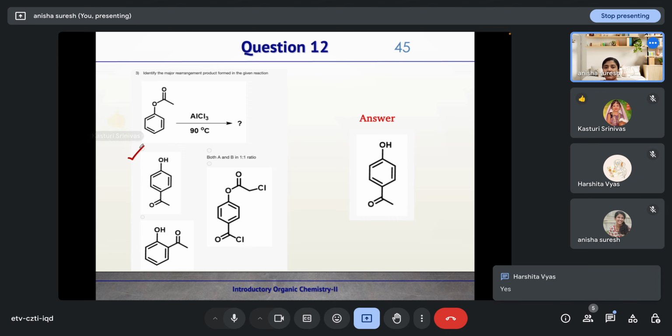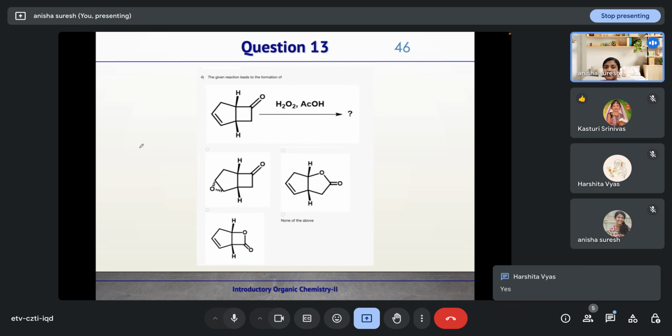Okay. Now coming to question number 13. The given reaction leads to formation of. So here we are having a ketone. It is treated with H2O2, hydrogen peroxide in acetic acid. So what will be the major product that we are getting?